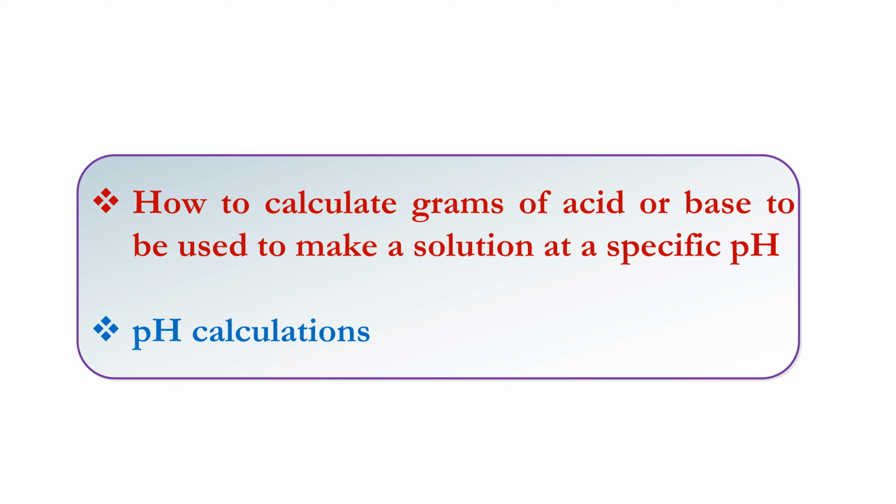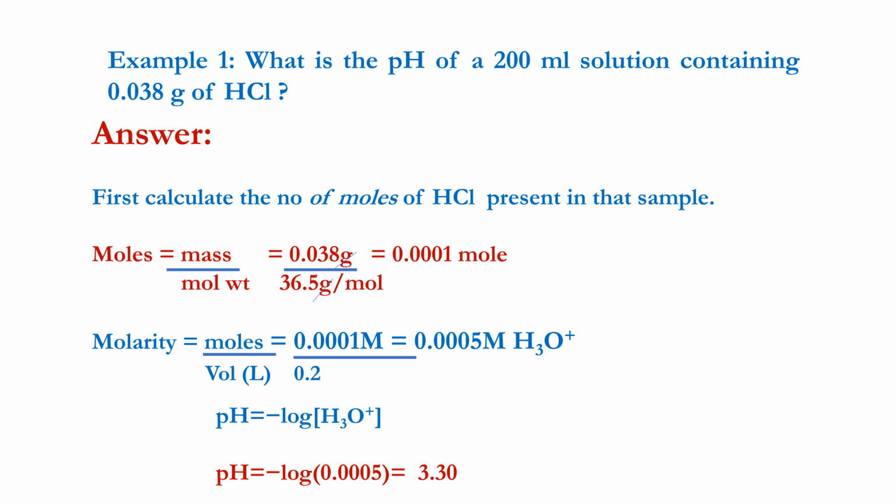For today's lecture, we will study how to calculate grams of acid or base to be used to make a solution at a specific pH. We will also study pH calculations, how to calculate hydronium ion concentration, how to calculate hydroxide ion concentration, and how to calculate pOH. Let's look at this example.